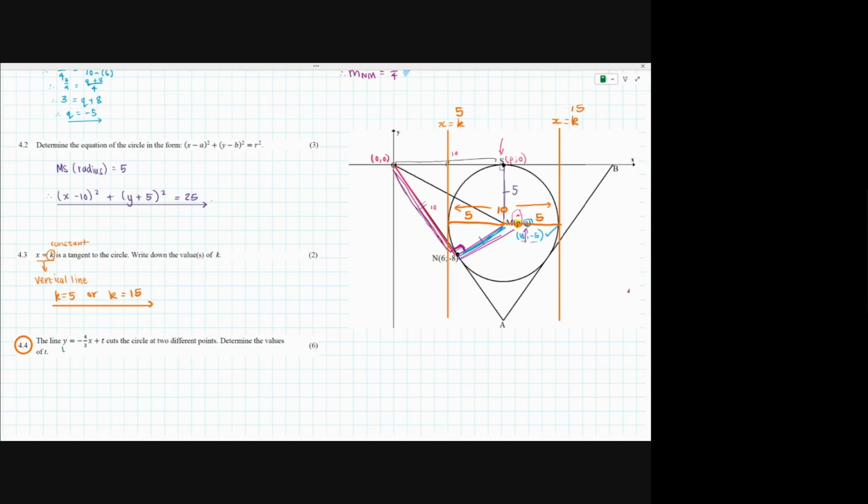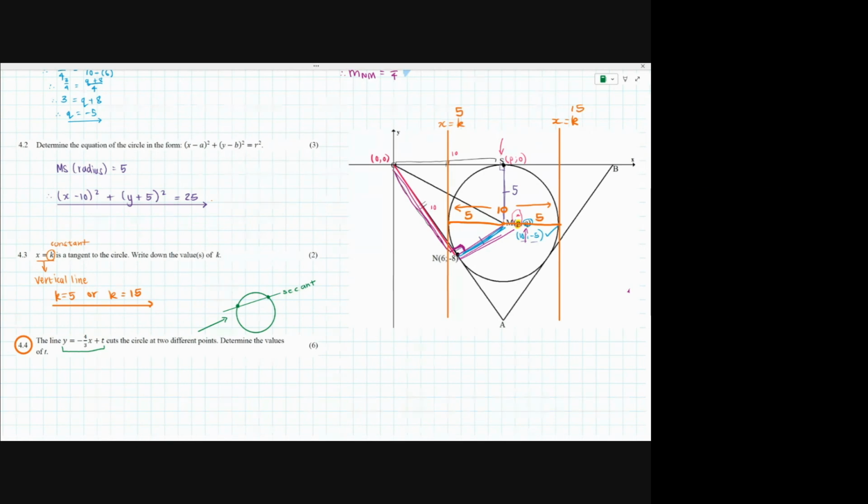So it says the line of y equals -4/3x plus t cuts the circle at 2 different points. Okay, so this is now where, again, our knowledge of circle terminology comes in. If a line cuts our circle at 2 different points, we have a situation like this. Okay, there's point 1, point 2. This is called a secant.